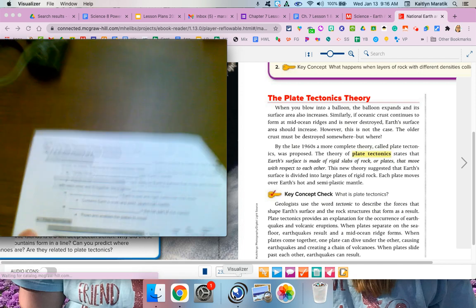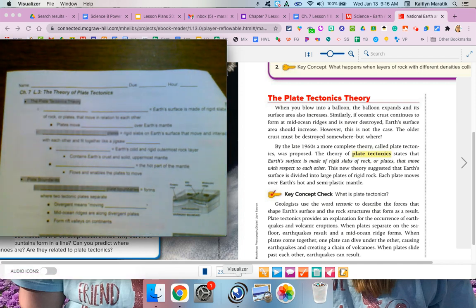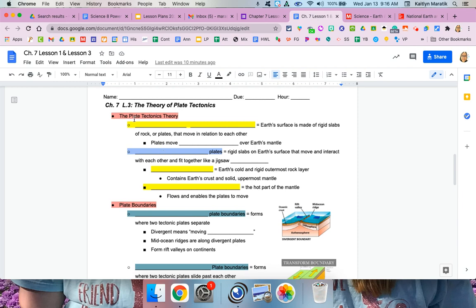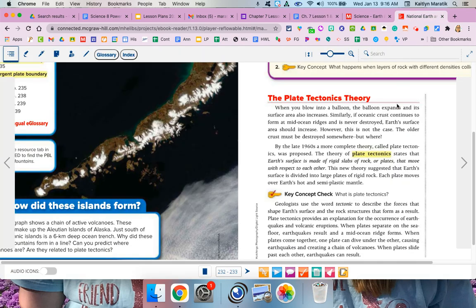So here, the theory of plate tectonics, chapter 7, lesson 3. So the plate tectonics theory, you'll notice it's red. If you look over here, it's red. The first one's going to be yellow. Oh my goodness, it's all just working out here.